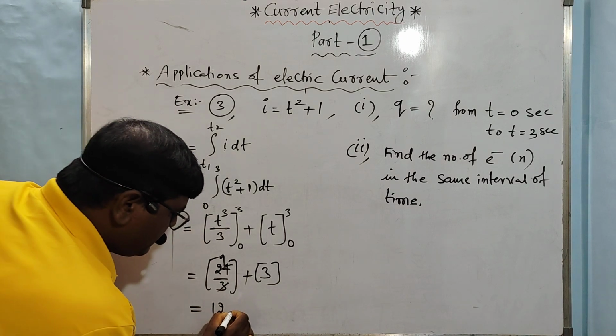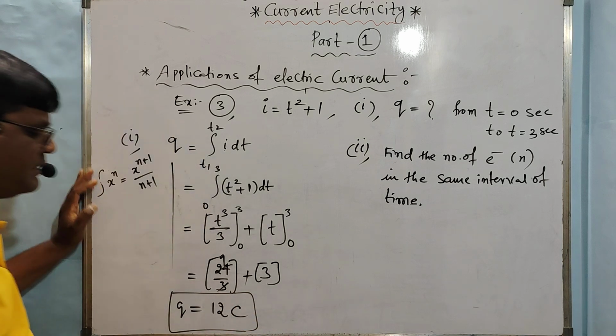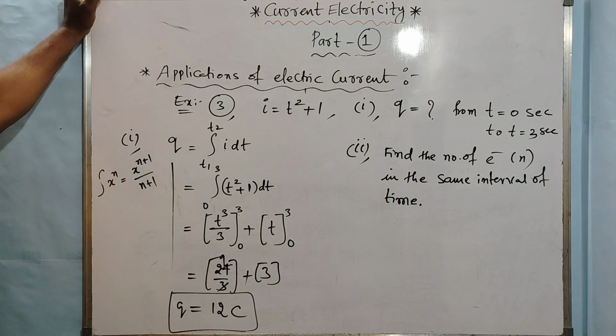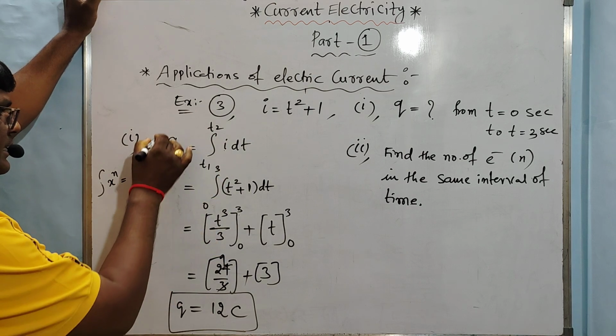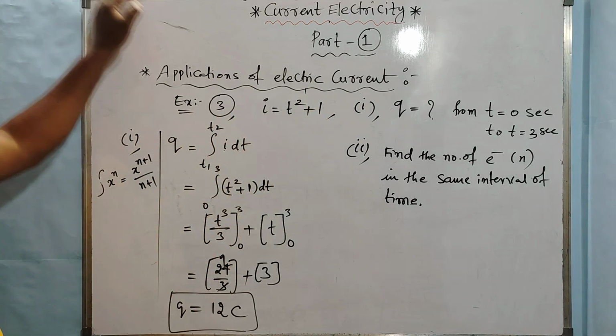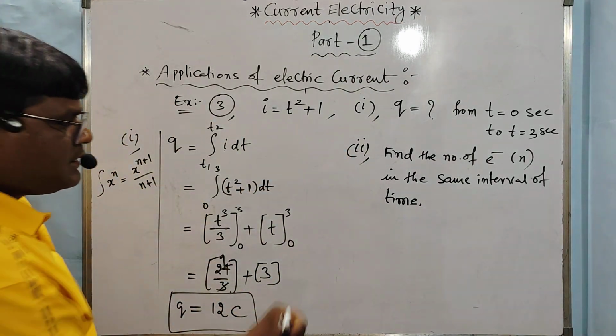What is the formula, right? So this is the coulomb. So how much charge is flowing here? That is 12 coulombs. That is 12 coulombs of charge flowing across that conductor if the current varies like this. And one more question is also asked here.